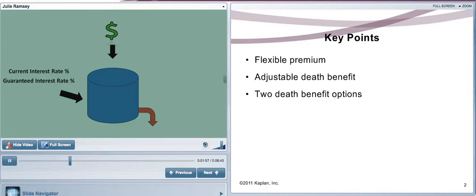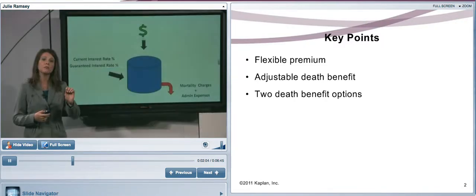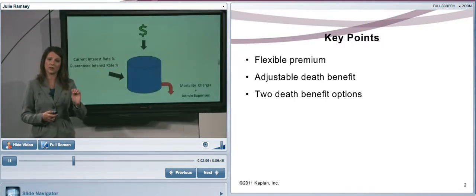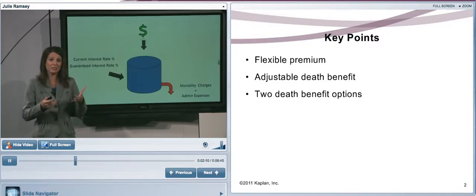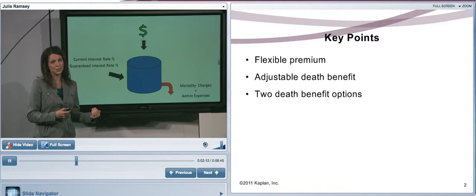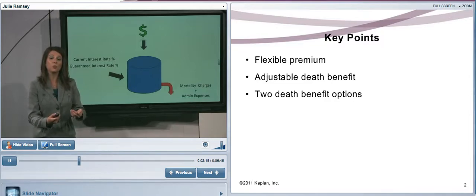Out of this bucket comes my mortality charges and administration expenses, and those come out of the bucket each and every single month. Why do we take something out of the bucket? Why not just sit there and let it grow? Well, this is life insurance, right? It has a death benefit, so you are funding that death benefit. So every month the insurance company takes out the cost of insurance, right?